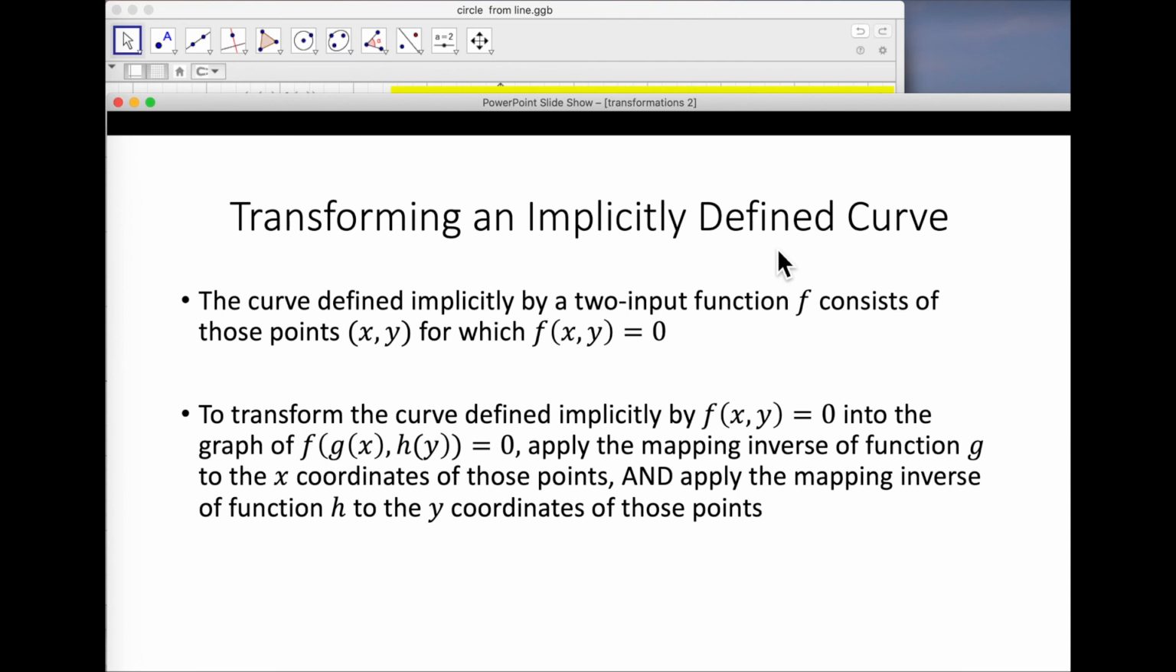To summarise that, the curve defined implicitly by a 2-input function consists of those points x, y for which f of x, y is 0. And to transform the curve defined implicitly by this equation into this one, with g of x and h of y applied to the inputs, we apply the mapping inverse of g to the x coordinates and apply the mapping inverse of h to the y coordinates.